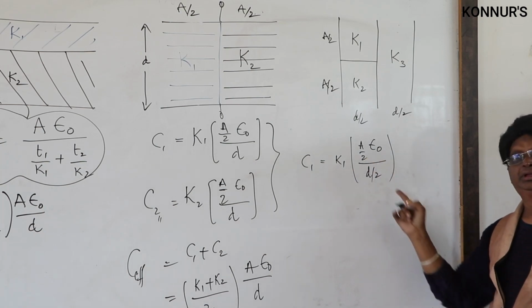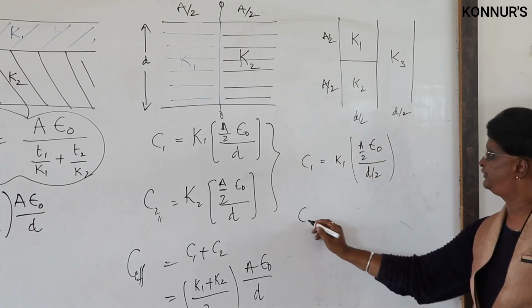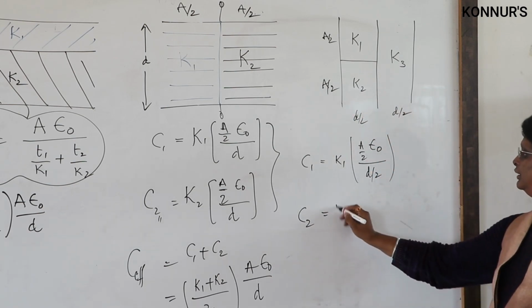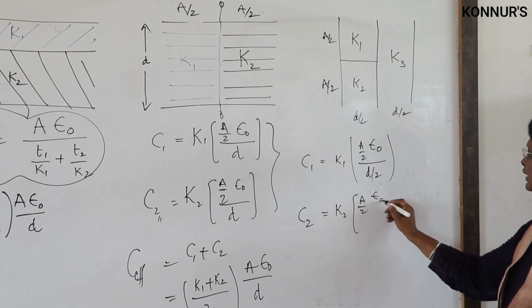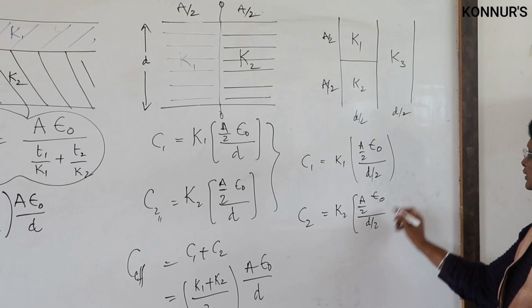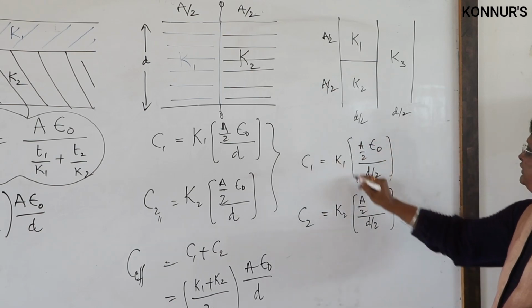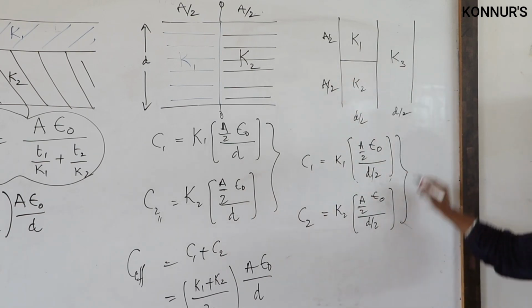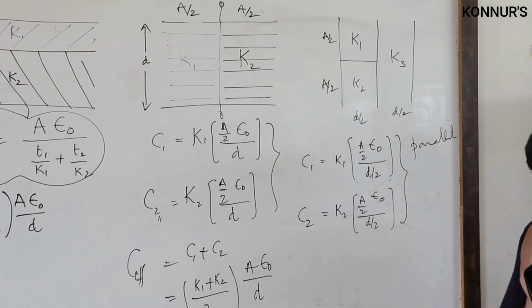So these 2 terms will cancel. And similarly, what is that C2 for the dielectric K2? I am writing it as K2 times A by 2 epsilon naught by D by 2. Got it? Now what is this arrangement? Between them it is common potential points, therefore they are in parallel. C1, C2 are in parallel combination.